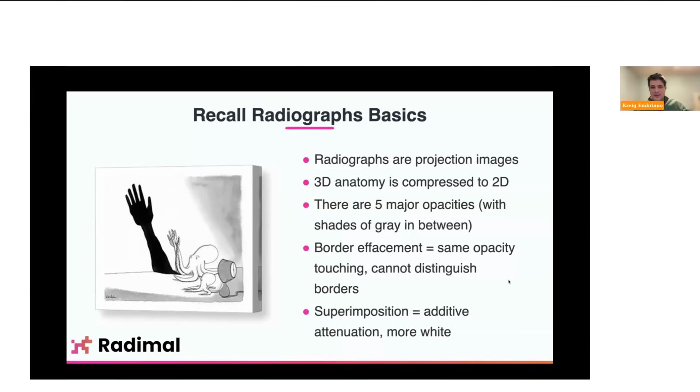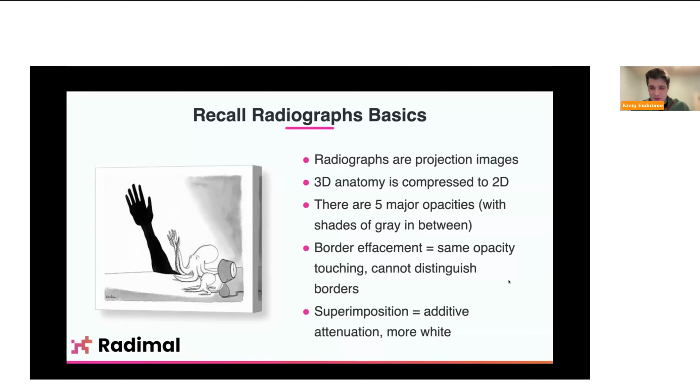Another thing I want to highlight is border effacement, which is sometimes forgotten. And that's basically when you have two structures that are the same opacity and they're touching. And when they're touching and they're the same opacity, you can no longer make them out from each other. You can't say, this is where this one structure ends and this is where the other begins. You cannot distinguish their borders, and that's why it's called border effacement. And that has ramifications in terms of what you can see and what you can't see.